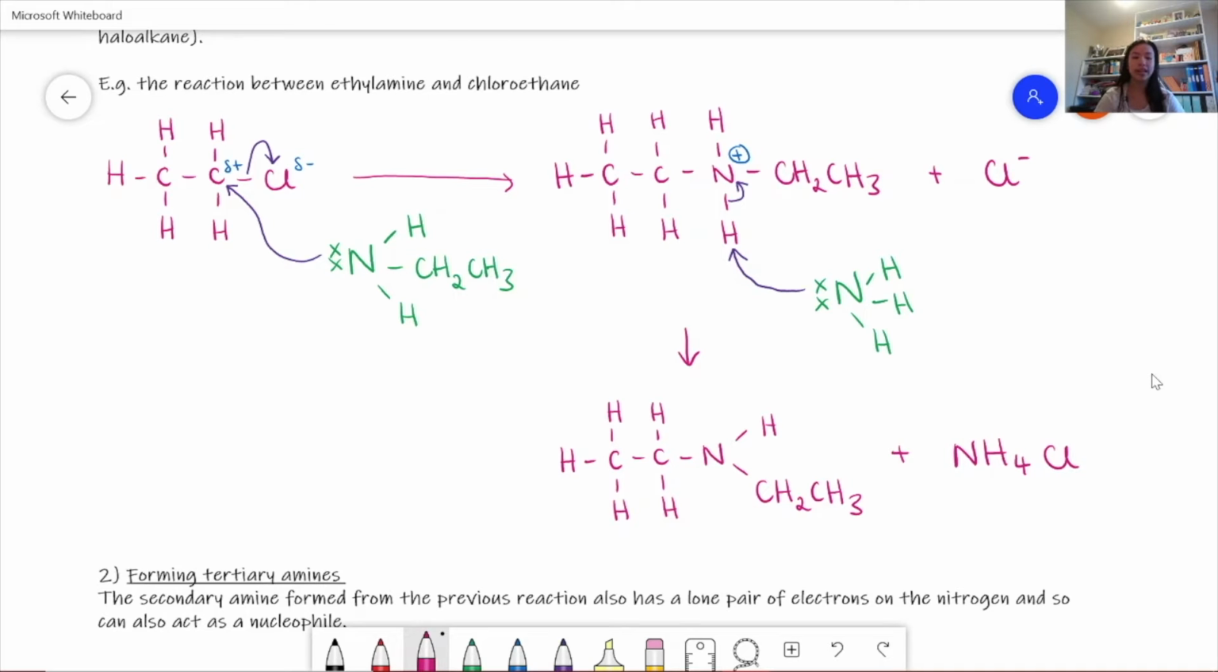So what we formed here is diethylamine. That's because we've got 2 ethyl groups on the nitrogen, and so we use the prefix di because we have 2 of them. And then we need to remember that this nitrogen also has a lone pair of electrons on it. So this is our secondary amine.